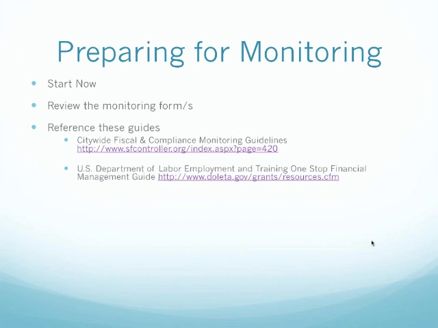For those of you that are going through the citywide review, I recommend that you hop onto the SF Controller's website and download the monitoring guidelines. This is a great reference guide. It goes section by section of the monitoring form, and it provides examples of what we're looking for. And then if you're receiving federal dollars from us, make sure to go to the DOL website and download the One-Stop Financial Management Guide. This is really my go-to guide for any questions having to do with administering federal grants.